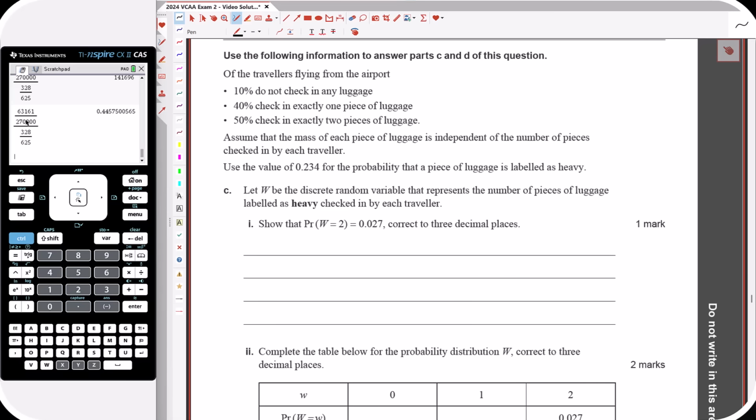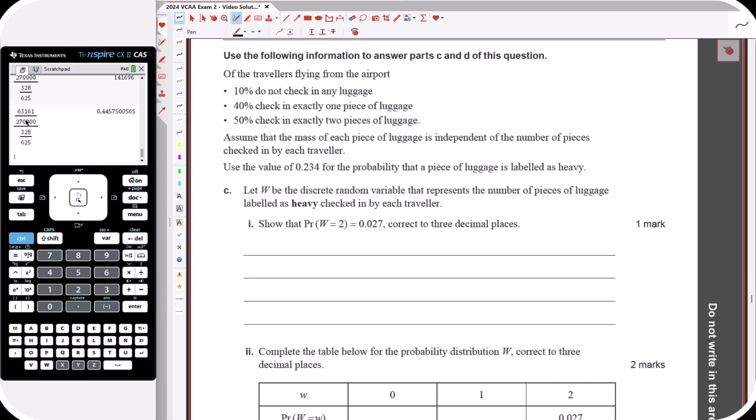So we're going to use the following information to answer parts C and D of this question. Of the travellers flying from the airport, 10% do not check any luggage, 40% check in exactly one piece of luggage, and 50% check in exactly two pieces of luggage. Assume that the mass of each piece of luggage is independent of the number of pieces checked by each traveller. Use the value of 0.234 for the probability that a piece of luggage is labelled as heavy.